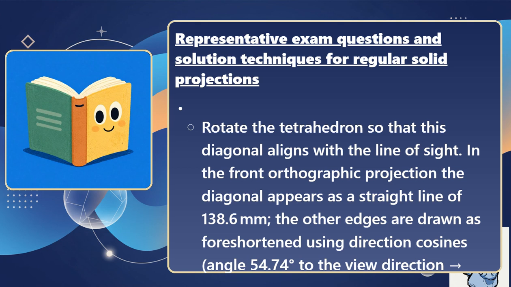The other edges are drawn as foreshortened using direction cosines. Angle 54.74 degrees to the view direction. Scale cosine 54.74 degrees, approximately 0.577.